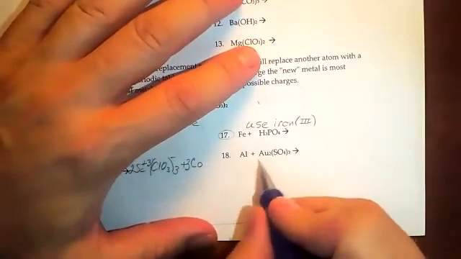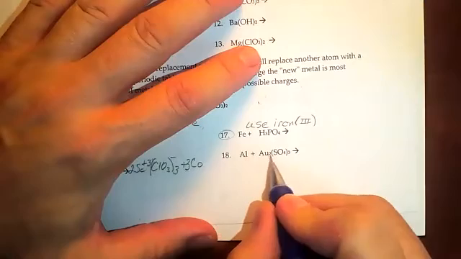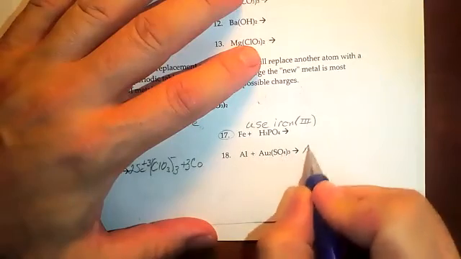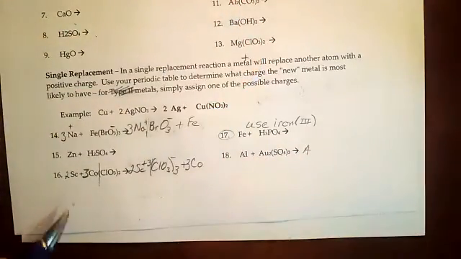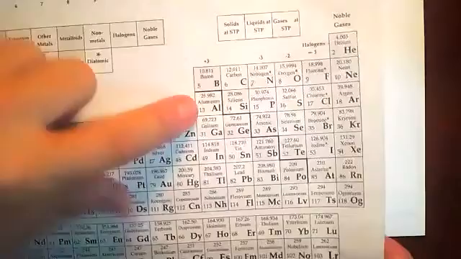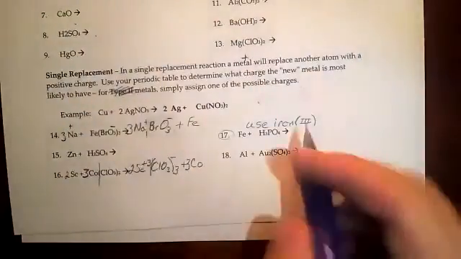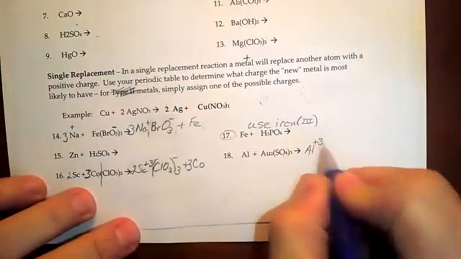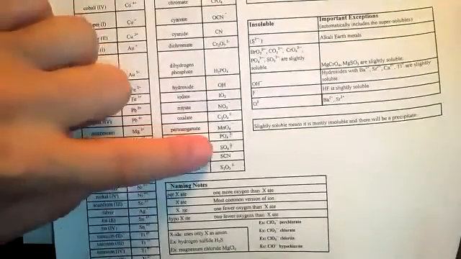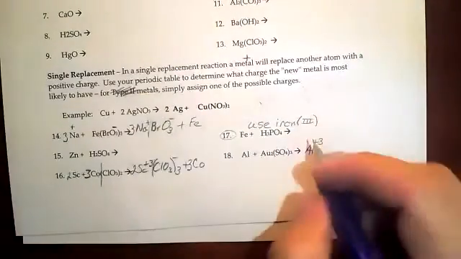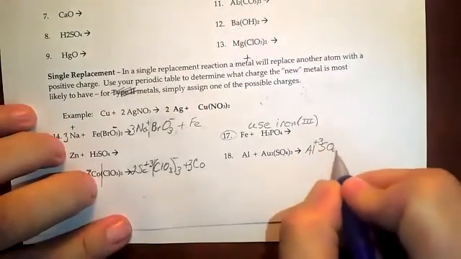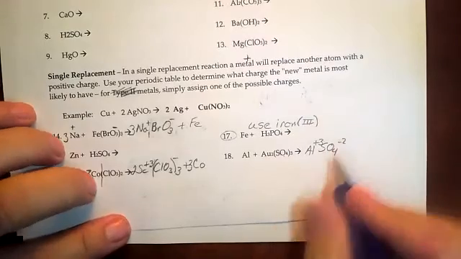So if I power through this, aluminum is a positive, a metal. It could attract a negative, okay? And I'm gonna hit the gas here. Aluminum is a +3. Sulfate is a -2. The charges need to add to 0.